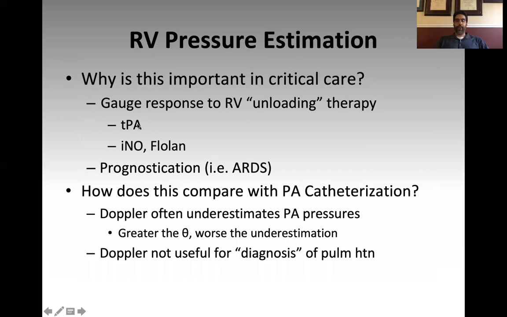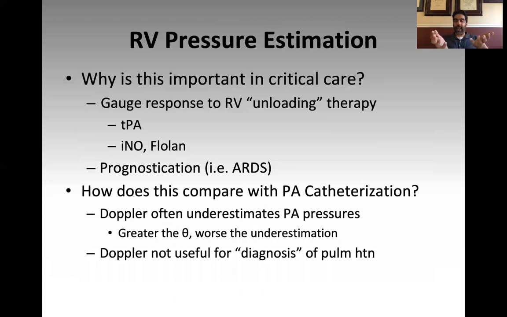But more often than not, we're doing it to figure out how well our RV pressure overload therapy is working. Okay, so typically what you would do in this setting, you get this patient with RV pressure overload and shock. You start your intervention, you push your TPA, you start your inhaled Flolan. And then what you would do is pre-intervention, you would measure the RV pressures, and you would also measure the stroke volume, the LV stroke volume.